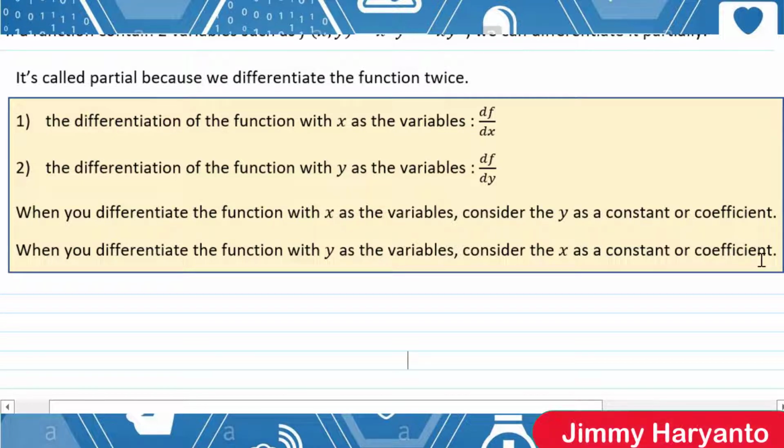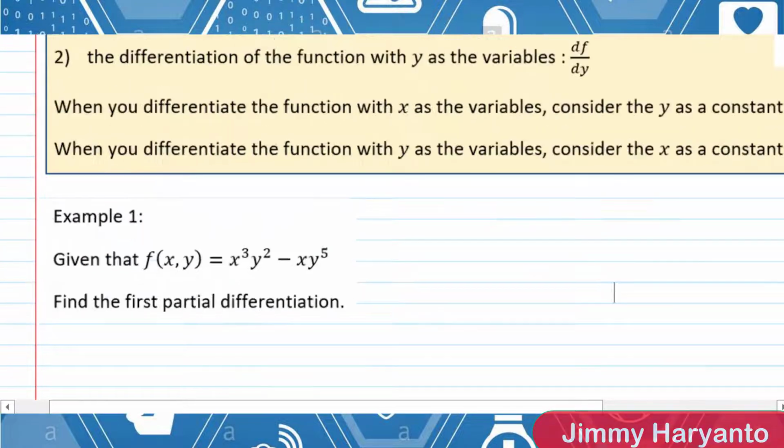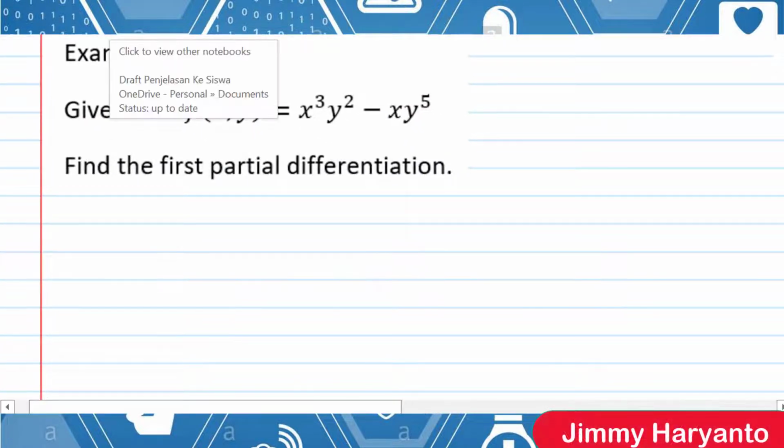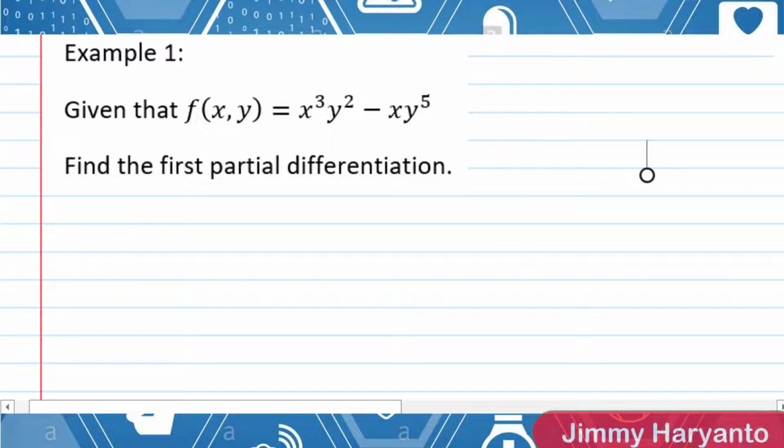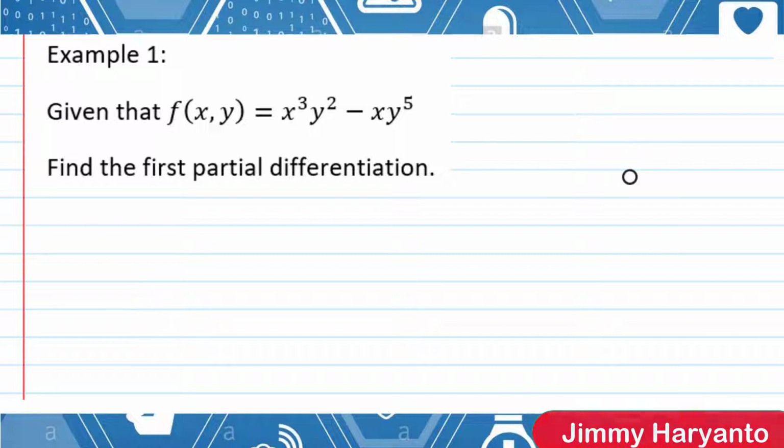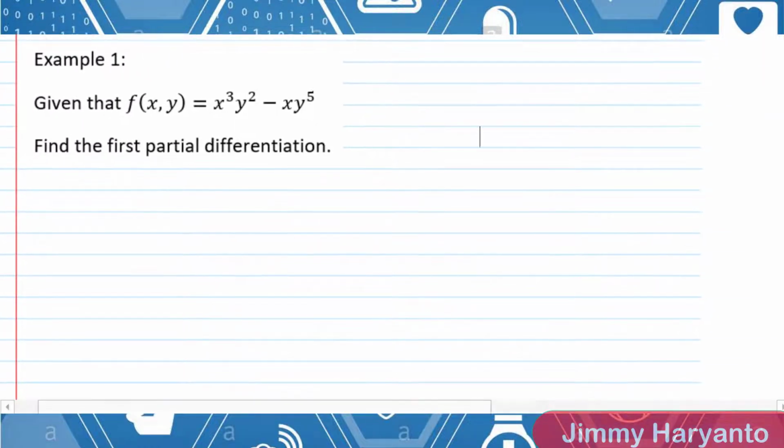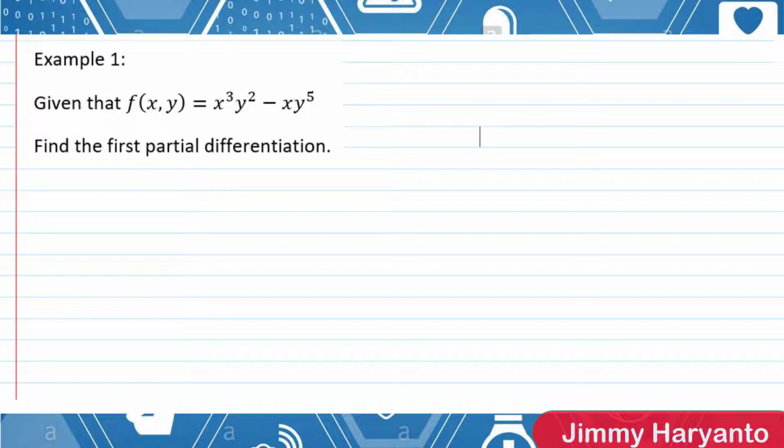Ya, jadi x-nya itu bertindak sebagai konstan atau koefisien ketika kamu turunin terhadap y-nya. Example 1, given that f(x,y) equals x cubed y square minus x y^5. Ya, find the first partial differentiation. Jadi kita bisa differentiate dua kali atau tiga kali, guys. Yang pertama ditanya first partial differentiation, ya.